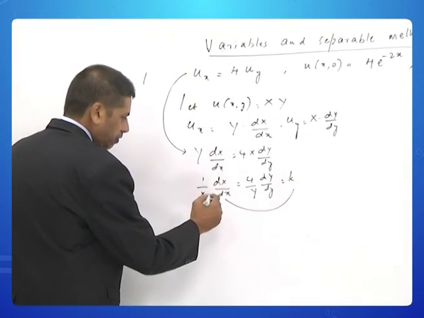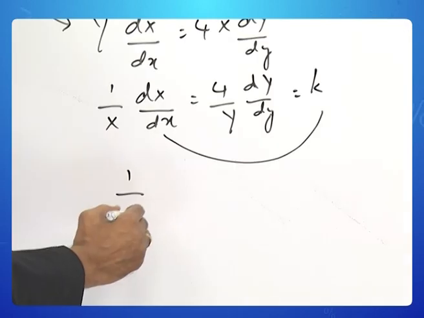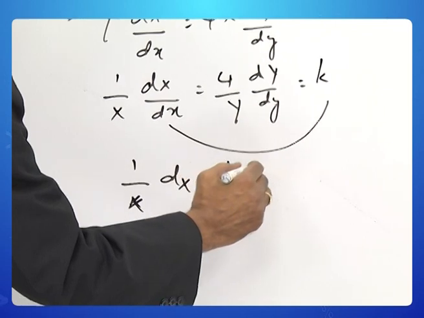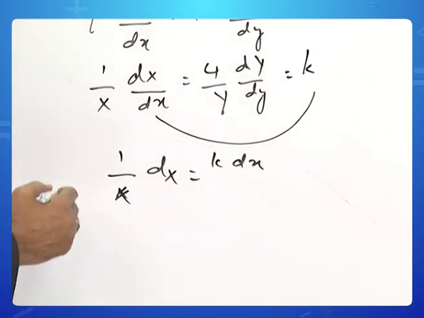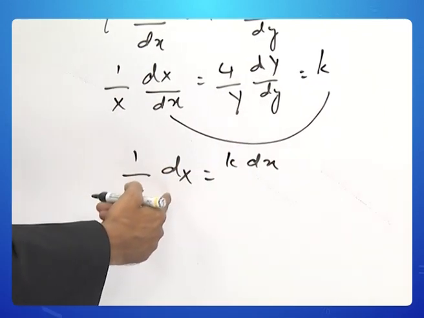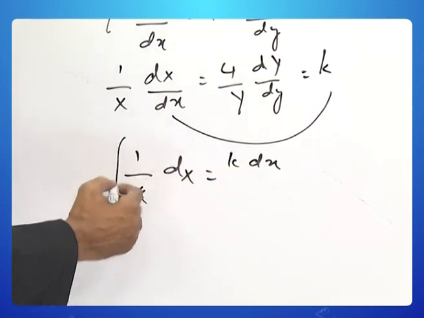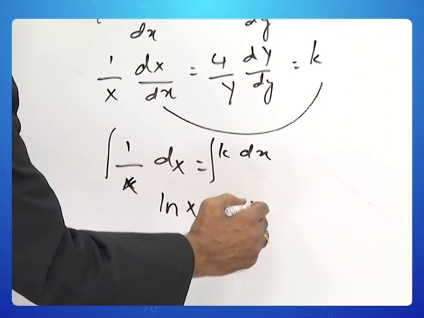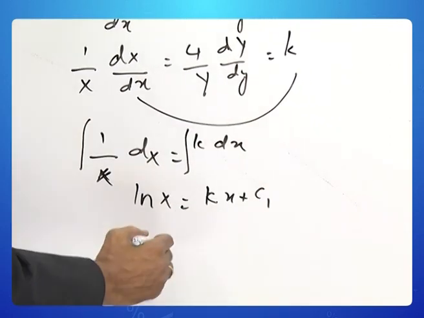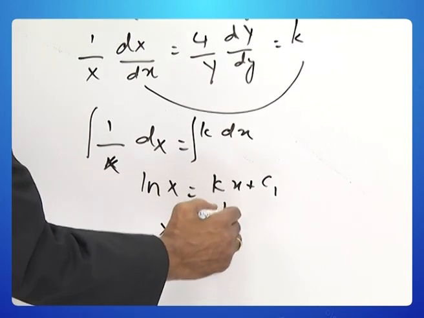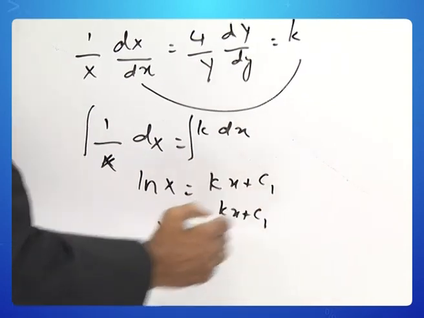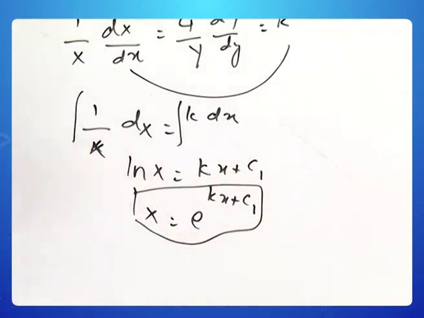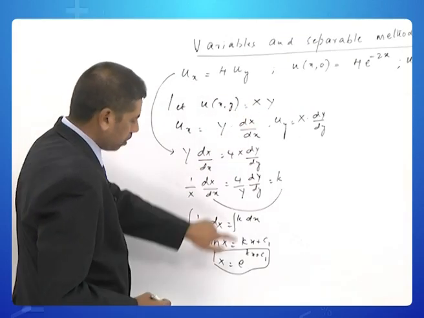So if you take this group, we can write 1 by capital X dX is equal to k dx. That means there is another separation between capital X and small x. So if you integrate, you will get log X is equal to kx plus c1. So capital X is equal to e power kx plus c1. So in the assumed solution, capital X is now available.